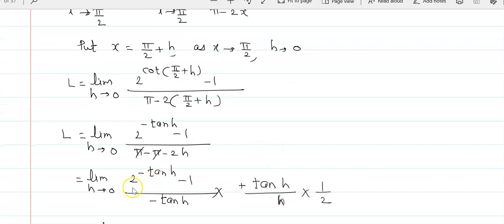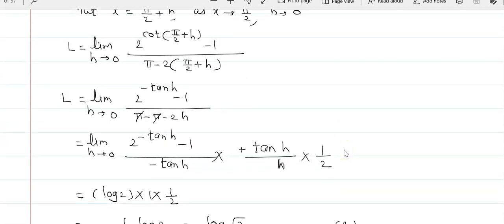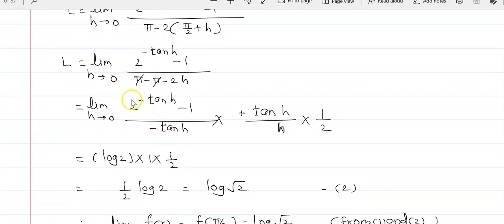Then this is the limit of the form a raised to x minus 1 upon x, that is 2 raised to minus tan h minus 1 upon tan of h into tan of h upon h into 1 upon 2. And therefore, the limit of 2 raised to minus tan h minus 1 upon tan of h is log of 2. As h tends to 0, tan of h also tends to 0. I am not writing here. Therefore, the answer is log of 2. The limit is this 1 upon 2.